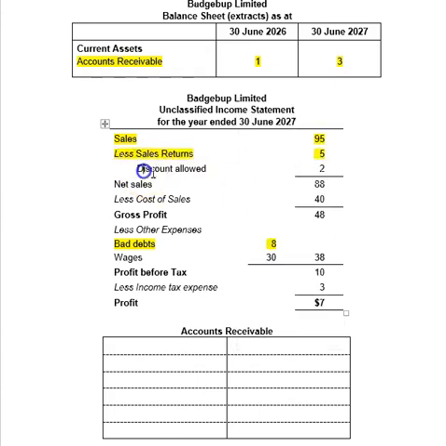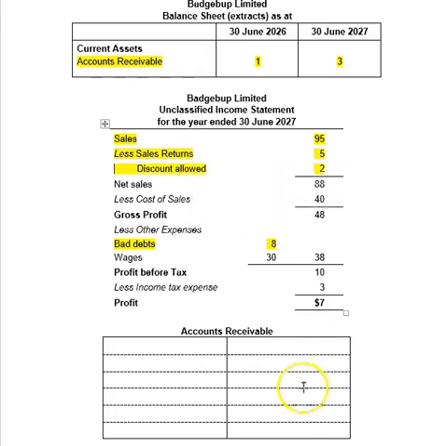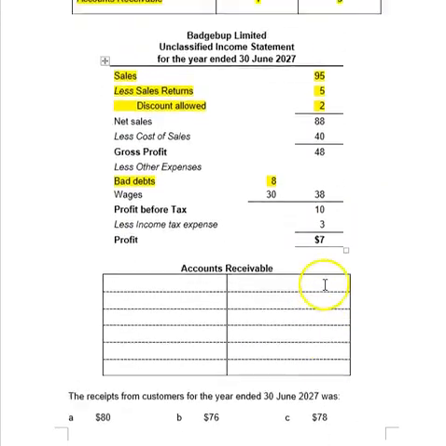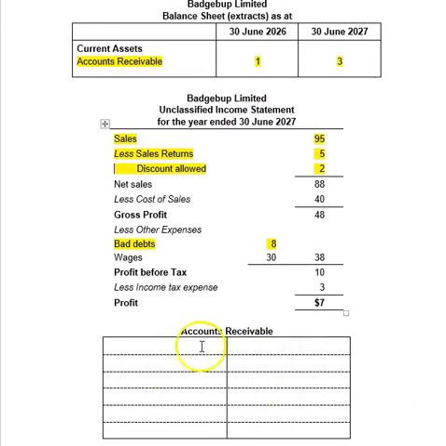And discount allowed. When I allow discount, people owe me lesser. So this will affect my accounts receivable as well. So you need to look through the information which is relevant to your accounts receivable before you start doing it. Once I have highlighted all the information, I need to put everything into my T accounts over here. So first thing first, I need to put in my balance BD.